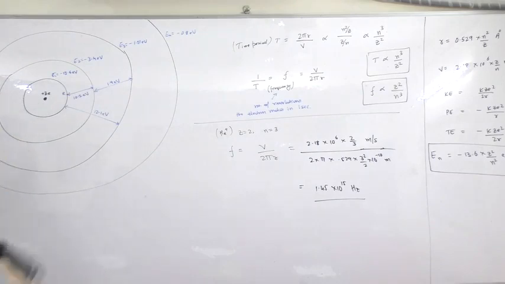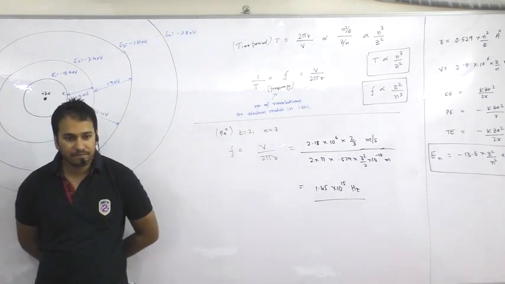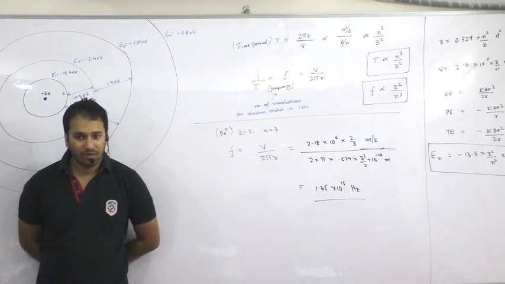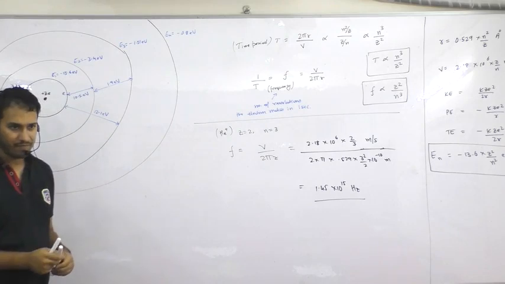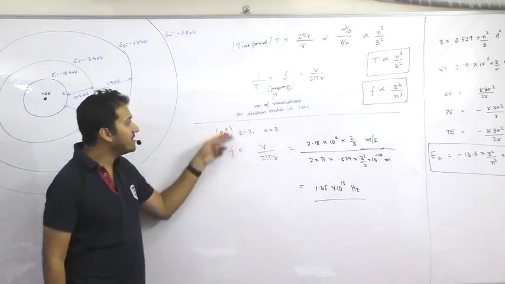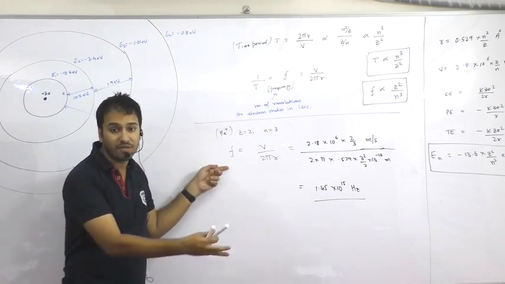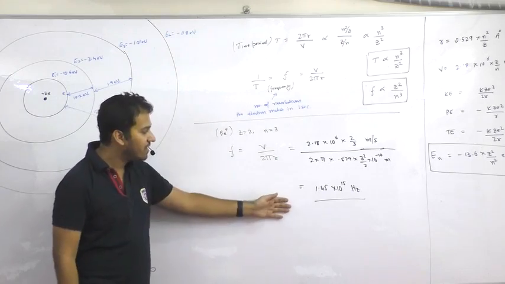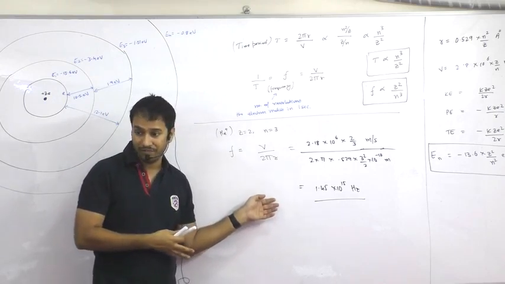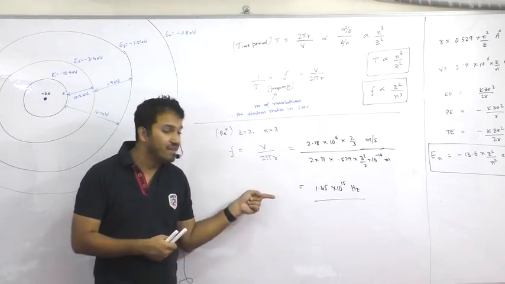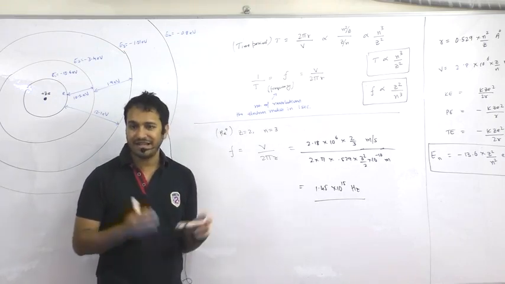What do you observe from here? What does this value tell you? What does this value mean? The frequency is the number of revolutions the electron makes around the nucleus in 1 second. It's revolutions per second. That's hertz. How much is it? 1.45 into 10 power 15. Can you imagine how fast the electron is moving then? The electron is making 10 power 15 revolutions around the nucleus in 1 second. Isn't that incredibly fast?